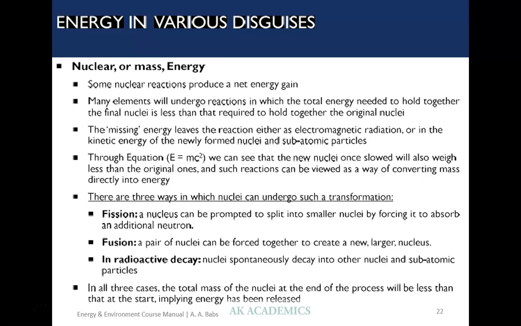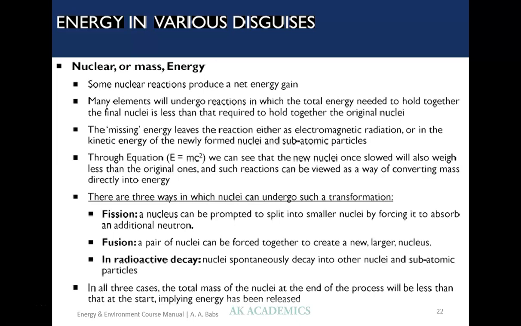The Einstein equation we looked at the other time, E equals mc squared. When we look at that equation, we can see that the new nuclei, once slowed, will also weigh less than the original ones. And such reactions can be viewed as a way of converting mass directly into energy. There are three ways in which nuclei can undergo such transformation. The first one is fission, the second is fusion, and then the third is radioactive decay.